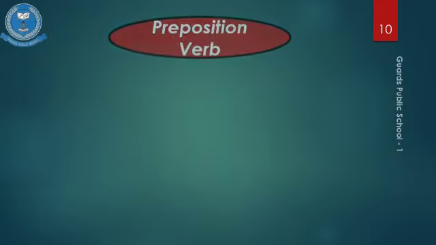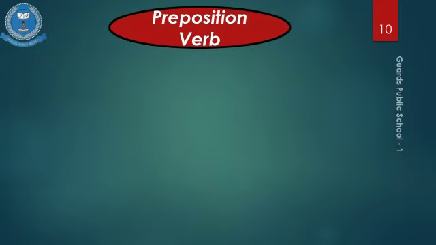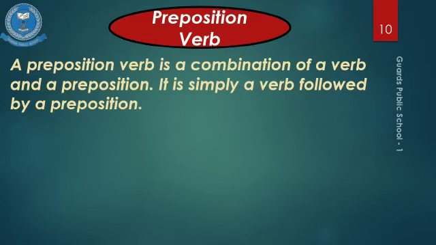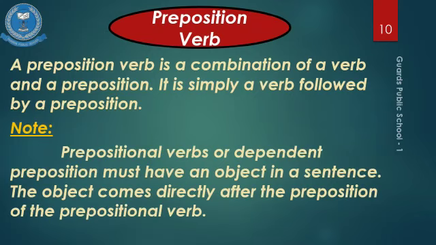The fourth type of preposition is the prepositional verb. A prepositional verb is a combination of a verb and a preposition. It is simply a verb followed by a preposition. Note: prepositional verbs or dependent prepositions must have an object in a sentence. The object comes directly after the preposition of the prepositional verb.